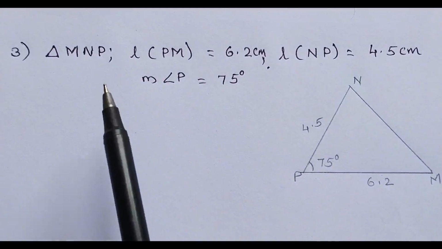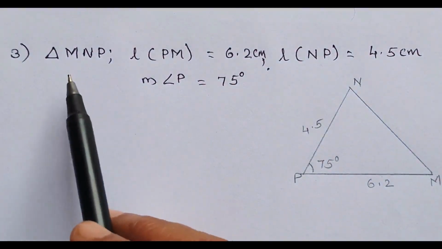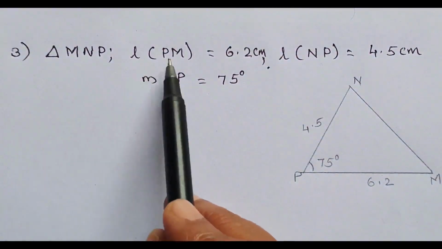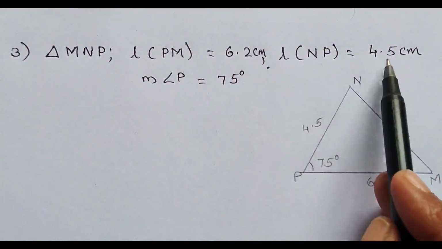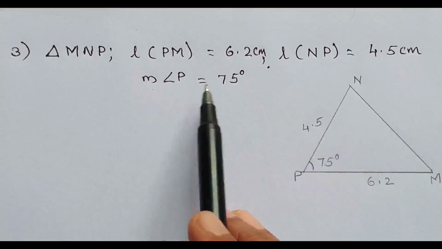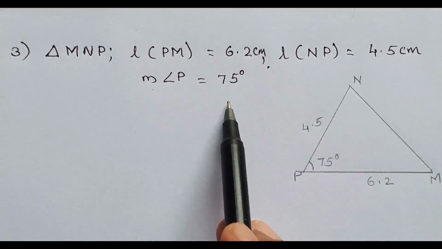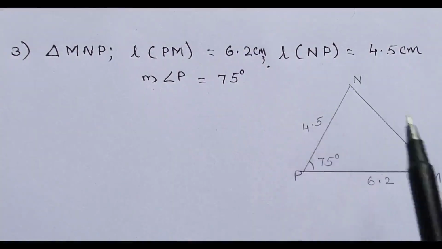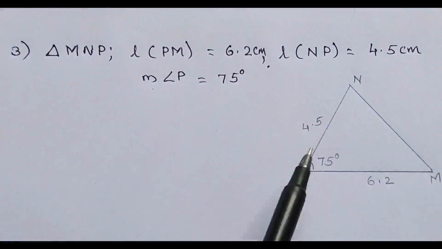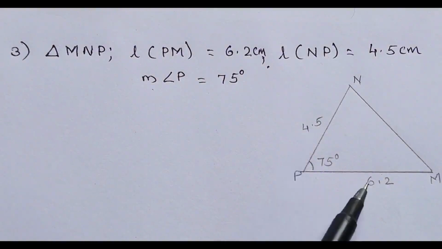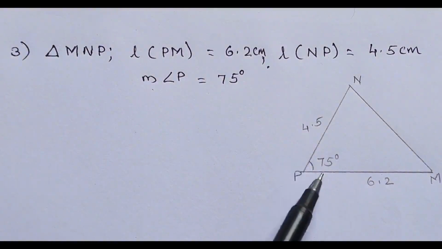Now let's see the third question. Let's construct triangle MNP where length PM is 6.2 centimeters, length NP is 4.5 centimeters and measure angle P is 75 degrees. I have drawn the rough figure for you. Here two sides are given and the included angle. The two sides of the triangle are given and the angle that comes in between the two sides, that is the included angle, is given.